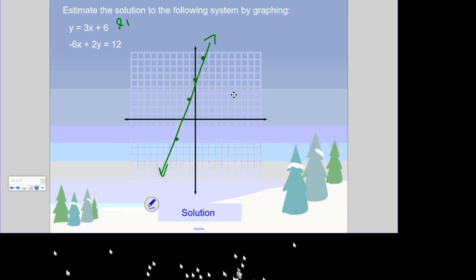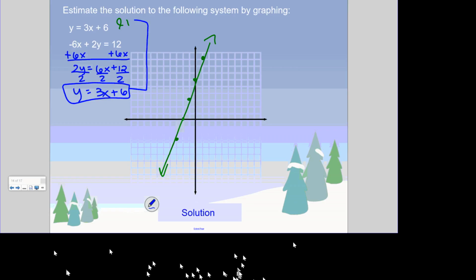Now for line 2, we need it in a form that we can graph from, and it is not in slope-intercept form yet. So that means we need to isolate y. So I'm going to add 6x to both sides, giving me 2y equal to 6x plus 12. Then divide through by 2. And right at this point, I hope you notice something, and that is that that equation happens to be the exact same equation as line 1's equation.